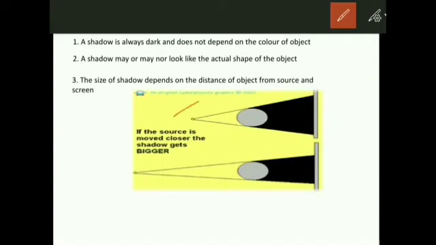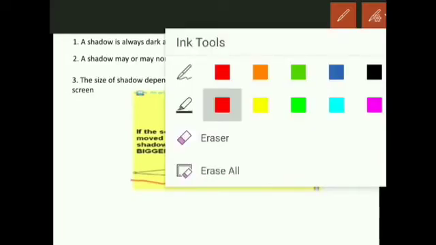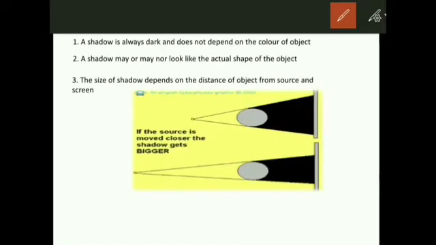Out here, see, the source is close to the object, so we have a bigger shadow. In this case, the source is far away from the object, so we have a smaller region, a small shadow, we can say. So the size of the shadow depends upon the distance of the source and the object from the screen.